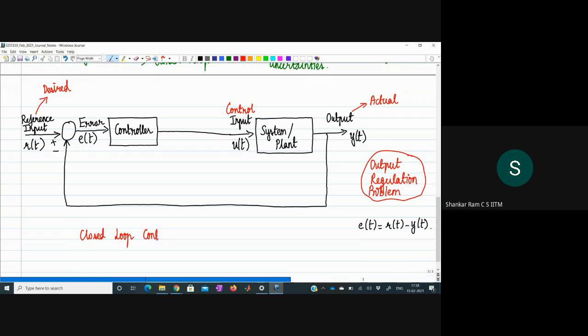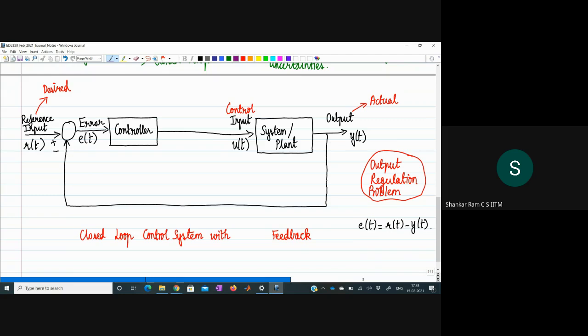Control system with, I am purposefully leaving some space. I am going to come back and write something else. With feedback. I have left some space for adding another adjective, which I'll add shortly. So this is what's called a closed loop control system with feedback.